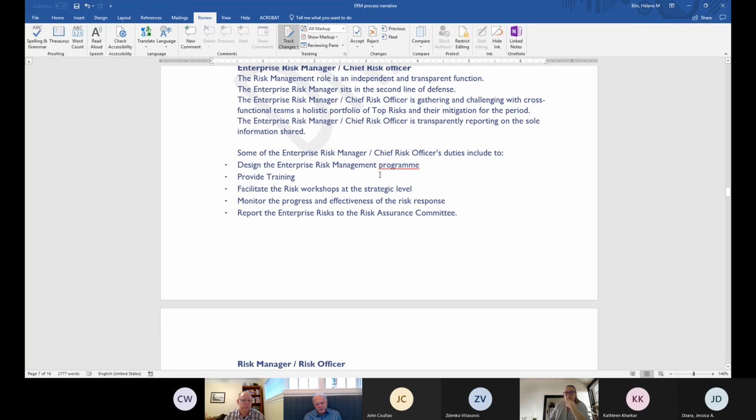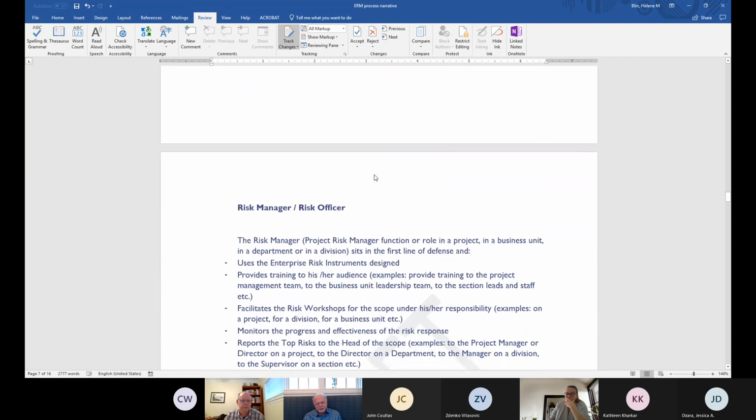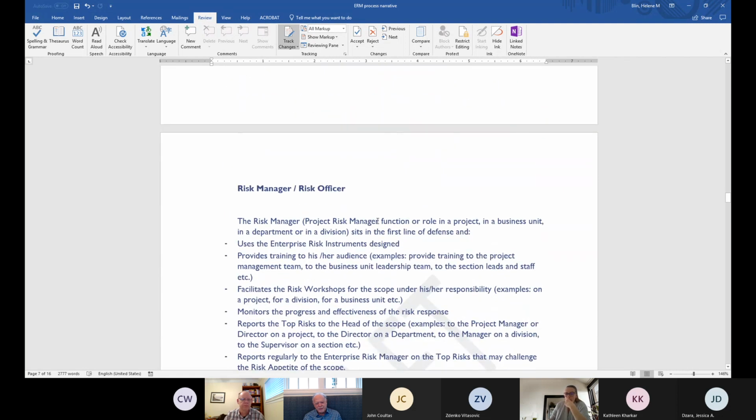It does. And not everybody may have an enterprise risk manager or chief risk officer. So if they do not, right? And that's here. So maybe you want to word it differently, but here in terms of risk manager, risk officer, I've put that risk manager function or role in a department, in a business unit, or in a division. Because maybe in some organizations, and again, we may want to word it differently, there's not one person that has this kind of title, if you will.